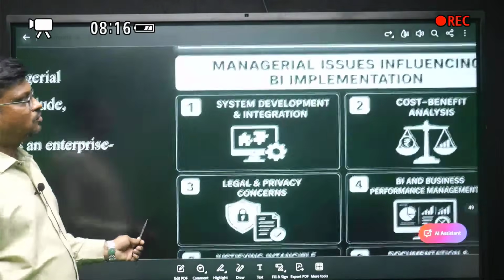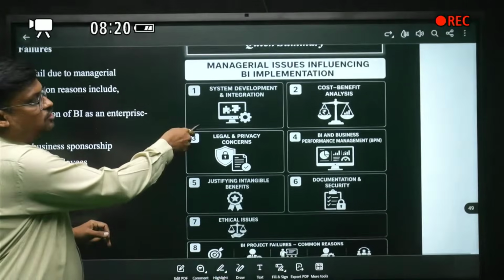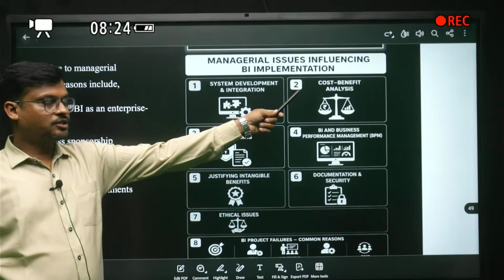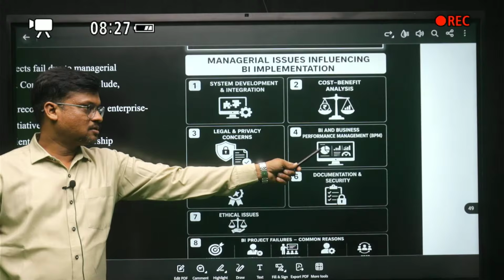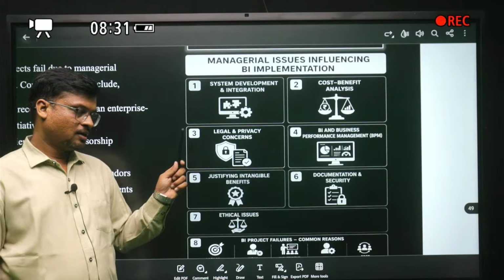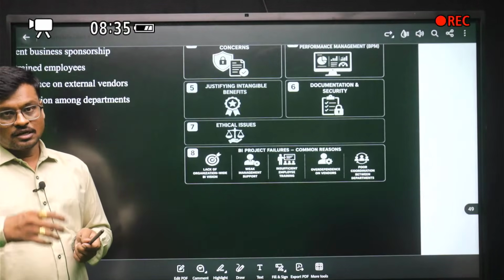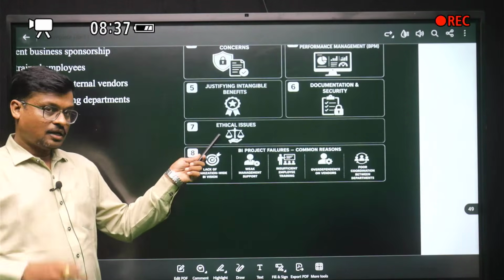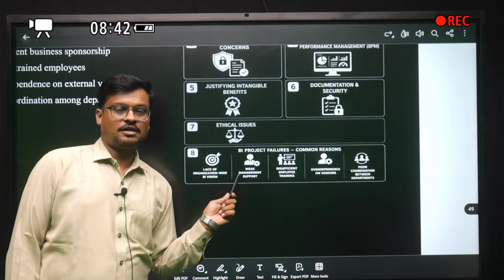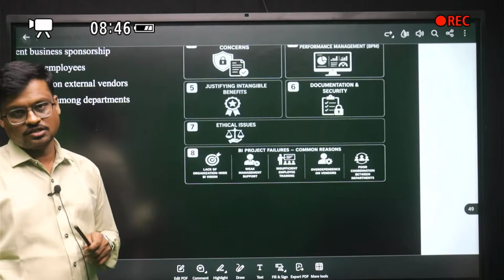Okay, so a very quick summary: managerial issues influencing BI implementation include system development integration, cost benefit analysis, BI and business performance management not going together, legal and privacy concerns, justifying intangible benefits, documentation and security, and ethical issues. These are the shortcomings of the managers by which we are not able to implement business intelligence extensively in organizations.